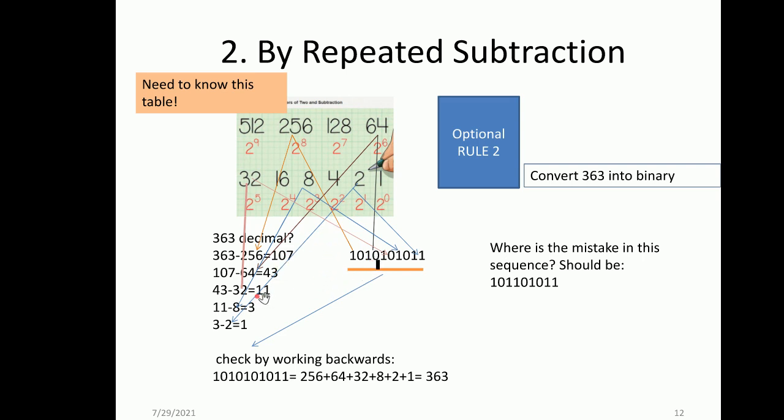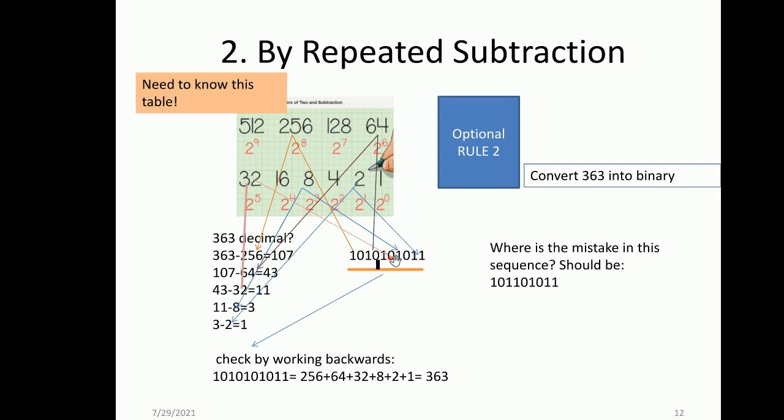So I'm looking at 11 now. And what I can do is, I can't take 16 away from it. I can take 8, which is 2 raised to the power of 3, and that gives me 3. So this has got a bit out of order, I'm afraid. So I'm taking 8.